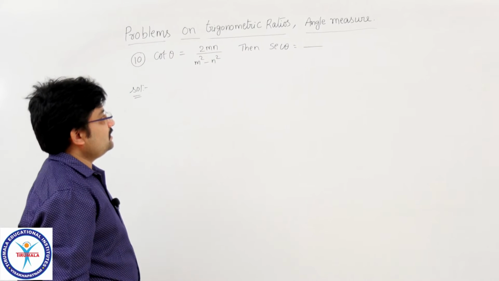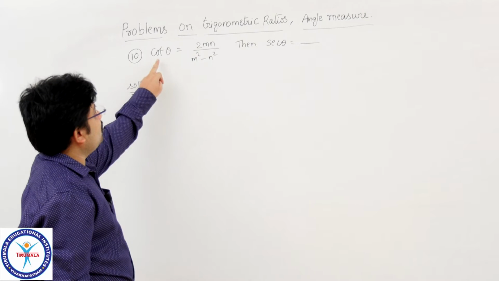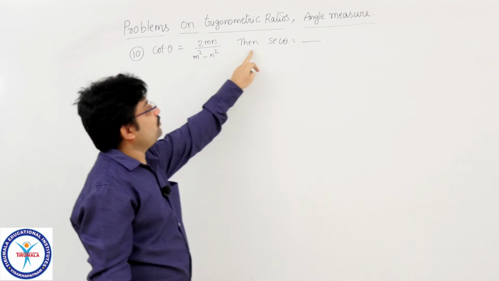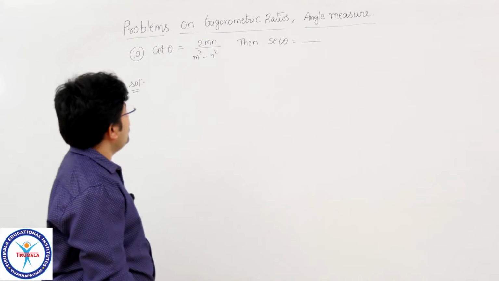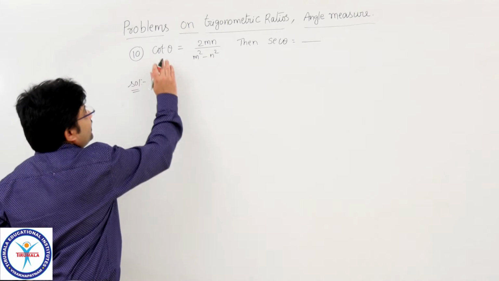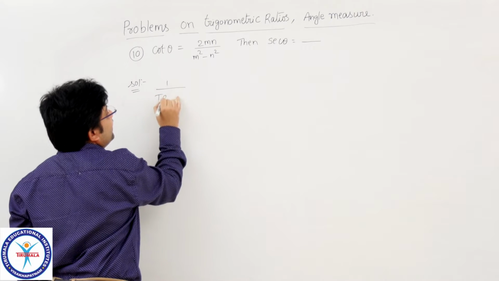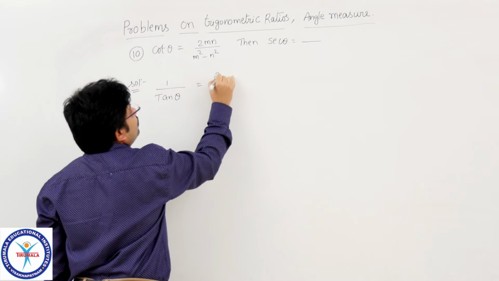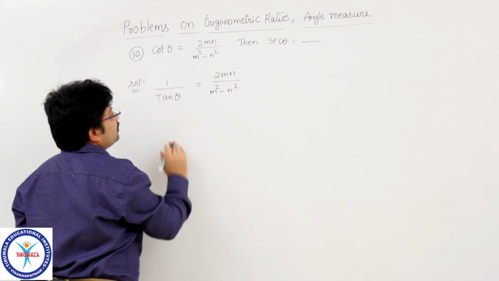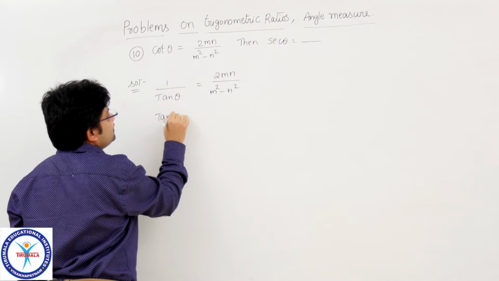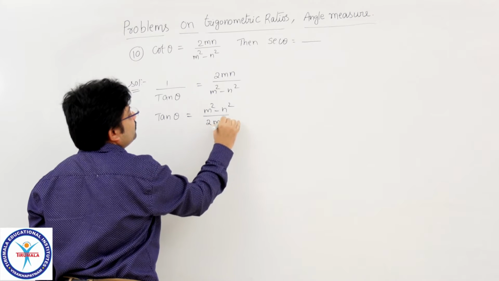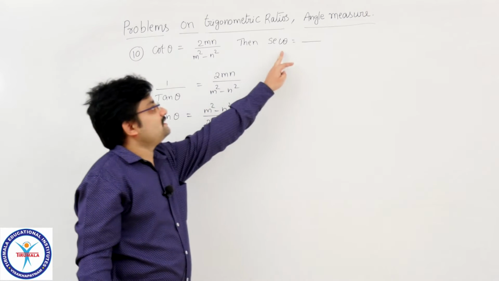It is also a similar model. Given that cot theta is equal to 2mn by m square minus n square, then we need to find out the secant theta. Okay. Now, what is the reciprocal of cot? That is tan theta. Cot theta can be written as 1 by tan theta is equal to 2mn by m square minus n square. Now, do the reverse process, that means tan theta is equal to m square minus n square by 2mn. We need to find out the secant theta.